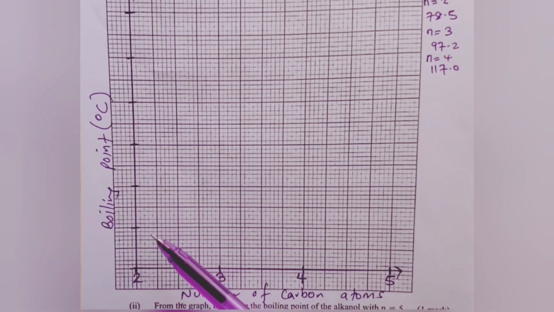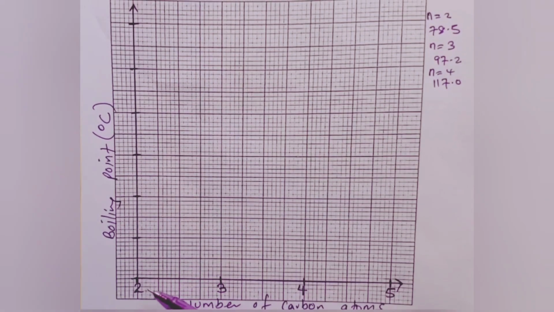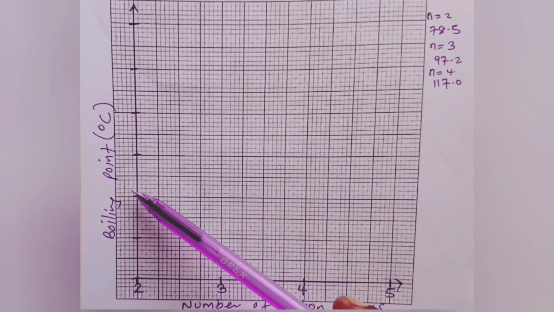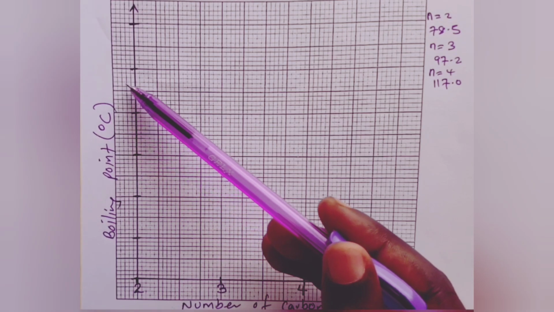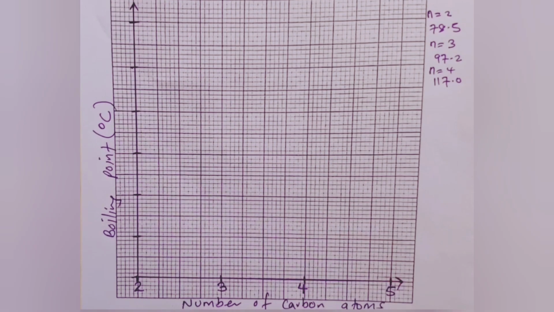Now, for the y-axis, we are again given 1, 2, 3, 4, 5, 6, 7, 8, 9, 10, 11, 12, 13, 14 squares. So again, to score the mark on scale, we are demanded to use at least 7 of these given squares. So the best a candidate could do would be to start at 75 degrees Celsius at the origin. Then we would use a scale of 1 small square to represent 1 degree Celsius.